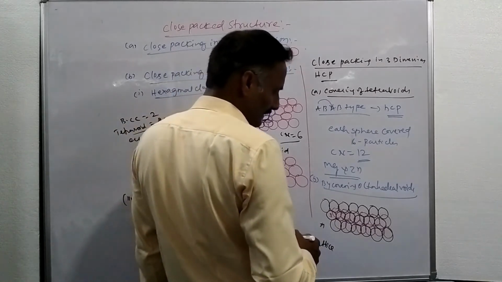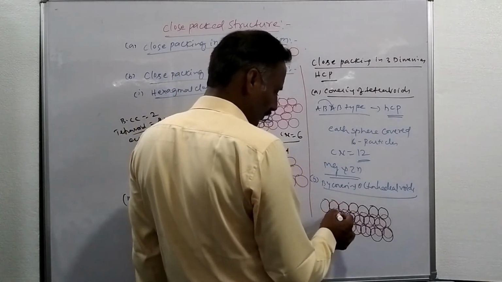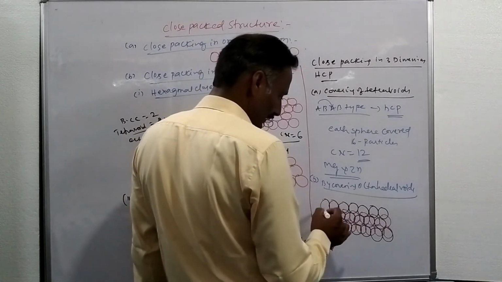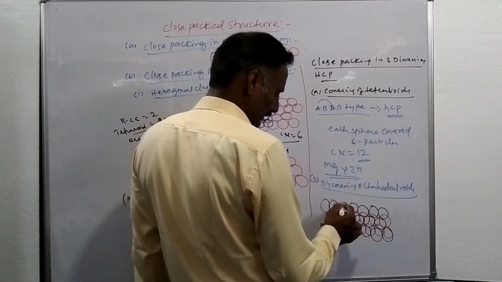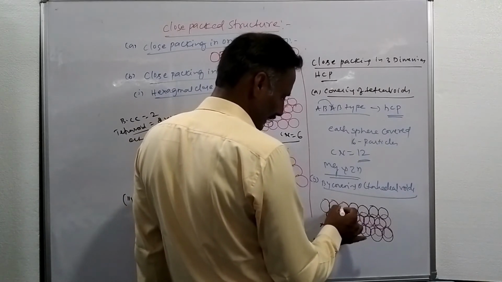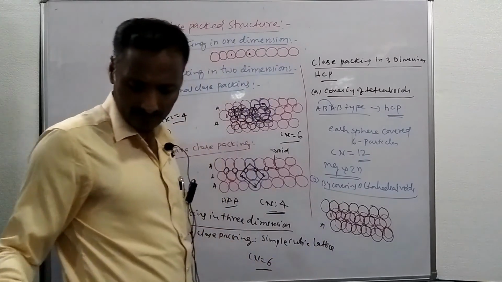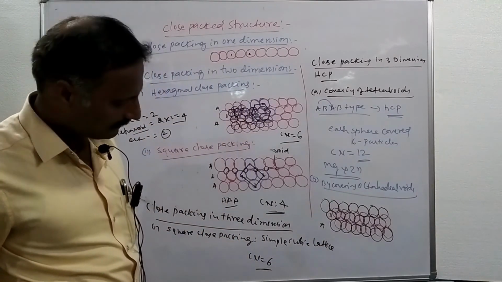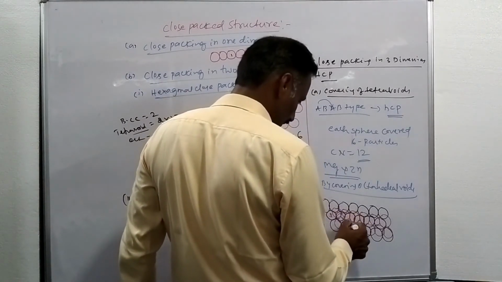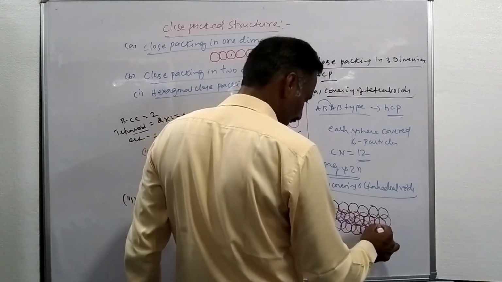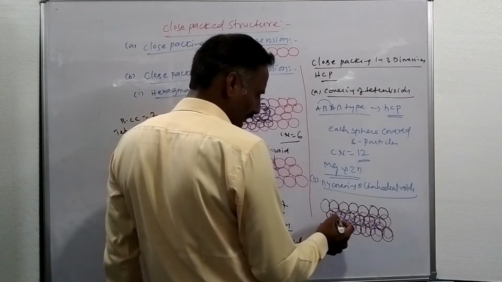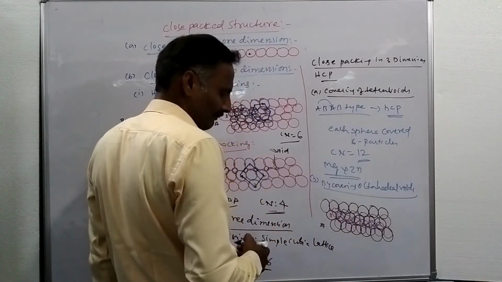Similarly, if you place a third layer over the second layer in such a way that it sits over the depressions of the second layer, this is the third layer. This is A type arrangement, this is B type arrangement, and this is called a C type arrangement.